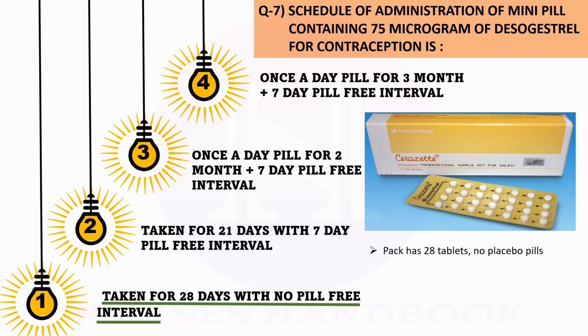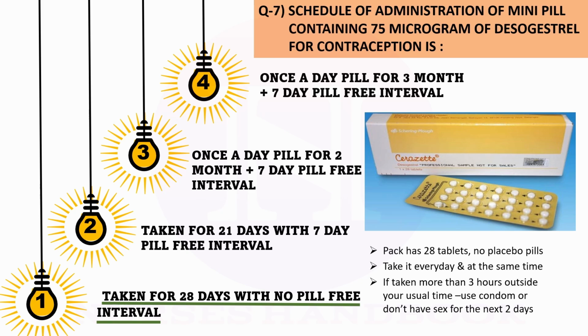Mini pill comes in a pack of 28. Unlike other contraceptive pills, there is no row for inactive or placebo pills. It is important to take the mini pill every day and at the same time. If you take the mini pill more than 3 hours outside of your usual time, it may not work for preventing pregnancy. Use a condom or don't have sex for the next 2 days.